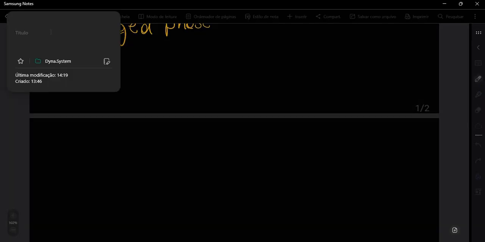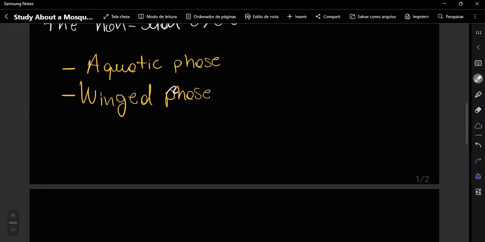So let me type right here: study about a mosquito population model.